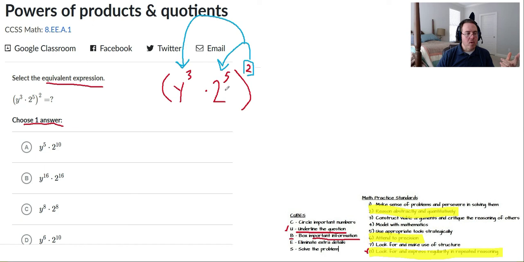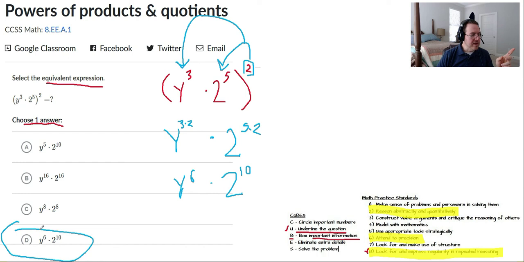Now remember back to our abstract rules, when you raise powers of powers, you multiply them together. That means this is going to be y to the 3 times 2. And this is going to be 2 to the 5 times 2. So that would be y to the 6th times 2 to the 10th. Now where is that? Y to the 6th. Okay, it looks like it's D, which is slightly cut off. It looks like the answer would be D. And there it is. So that's what you need to understand, that when you have these binomials, that means there's two terms being raised to a power, the power just applies to both terms.